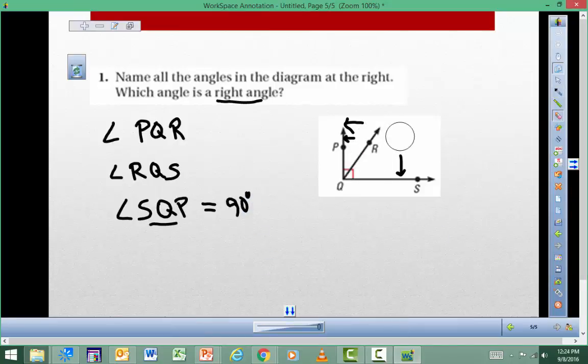It has that little box symbol, right? Anytime that little box symbol is in the diagram, we know it's 90 degrees, right?